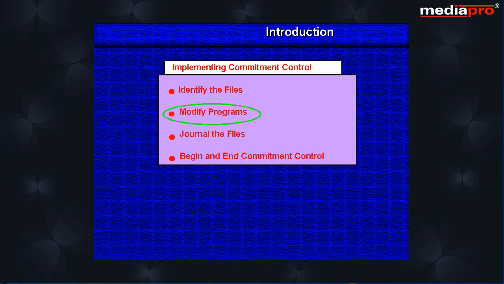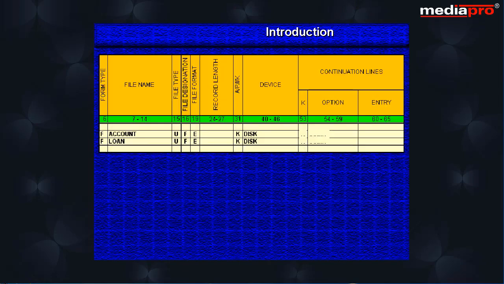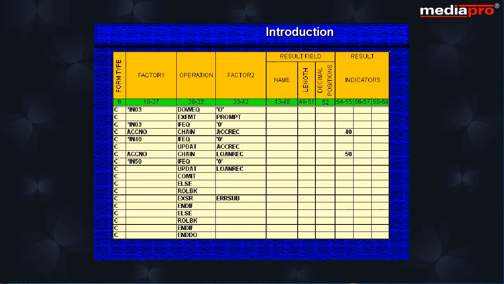In this chapter, we will look at step 2. The F specifications for the files that are to be opened under commitment control must be modified to include a commit continuation option. The next step is to identify the transaction boundaries.